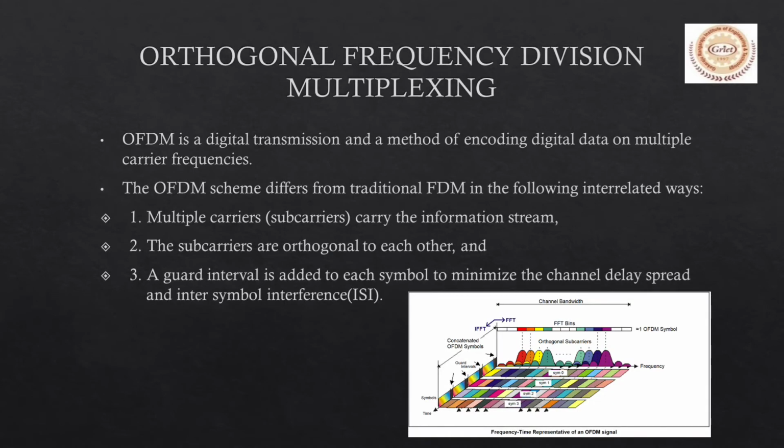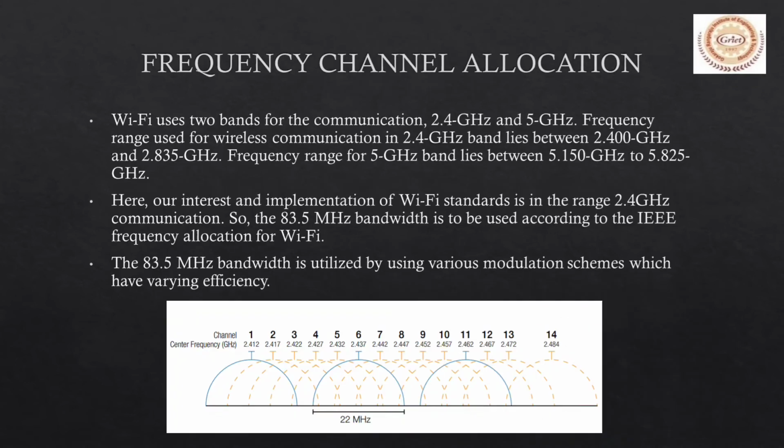Orthogonal Frequency Division Multiplexing, OFDM. In OFDM, multiple carriers carry the information stream simultaneously in the form of digital data. Frequency channel allocation: Wi-Fi uses two bands for communication, 2.4 GHz and 5 GHz. Here, our interest lies in the range of 2.4 GHz frequency. According to IEEE, we use the 83.5 MHz bandwidth for Wi-Fi.